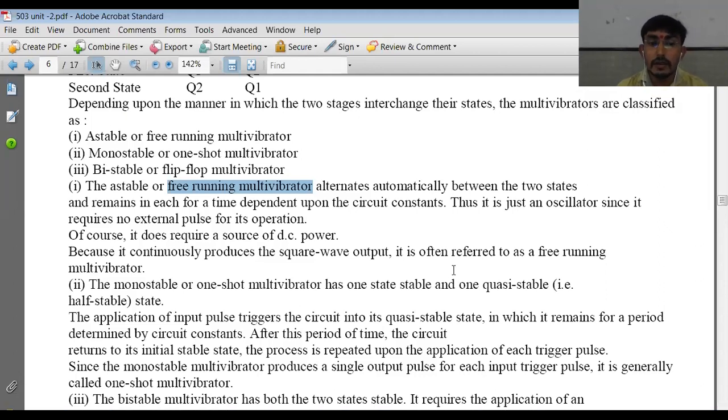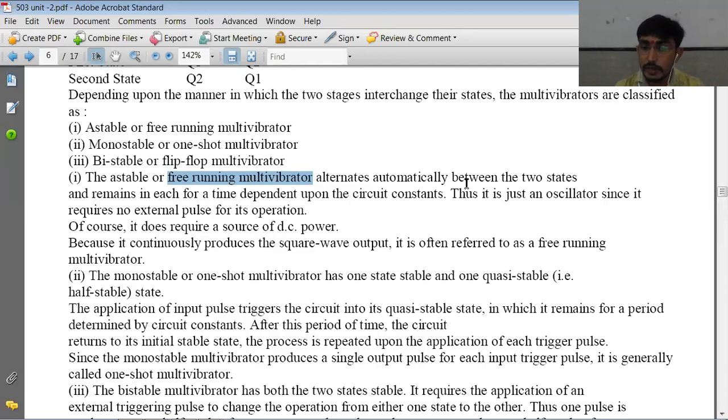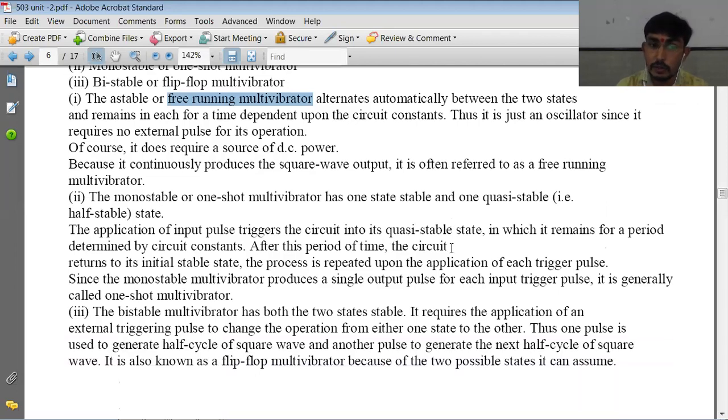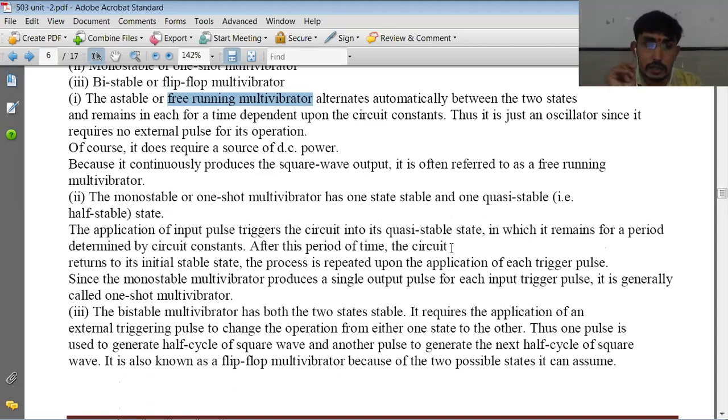Each and every time we give an external triggering pulse, the output will be generated, or a square wave will be generated. So we can say that a monostable multivibrator will produce a single output pulse for each input trigger pulse. So it is called a one-shot multivibrator, in which one state is stable and the other is quasi-stable.